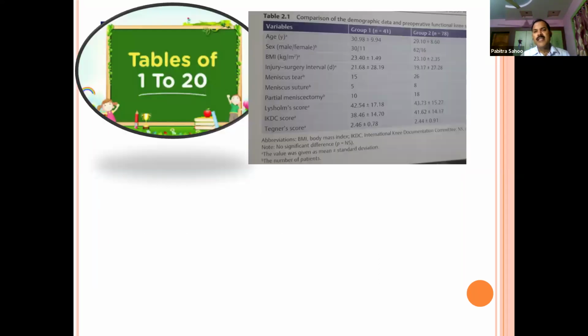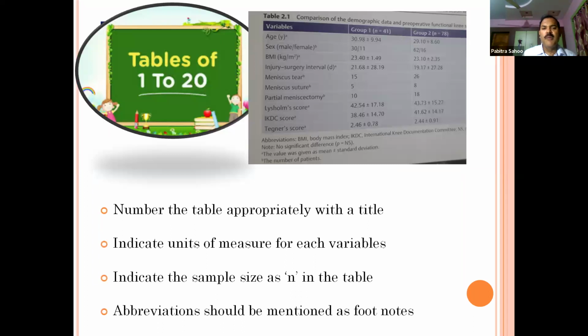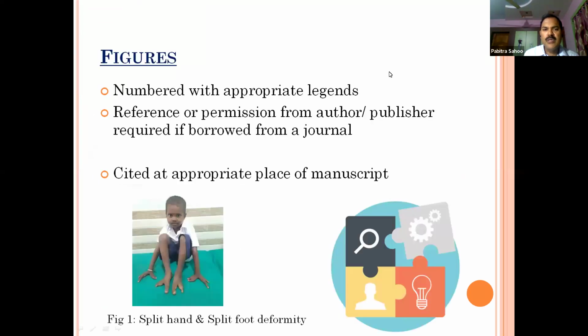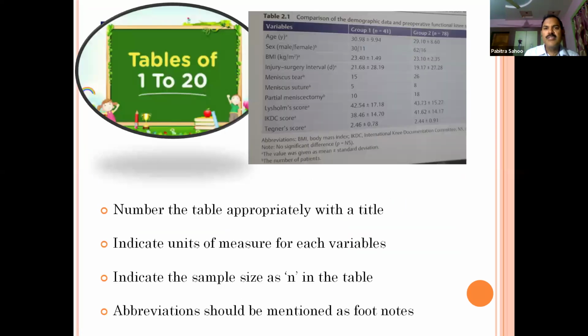Then, in the results section, you have tables. So for tables, you should number all the tables appropriately. You can define a title. If you look at this, this is a table which shows the variables. And if you see here, you should mention the number of the table. So you can see in a research article.